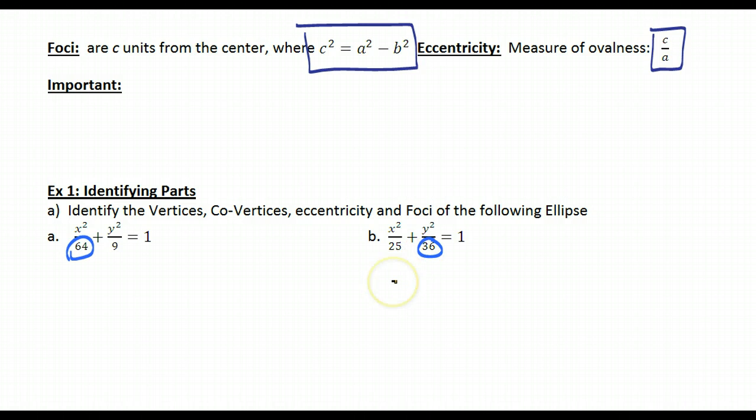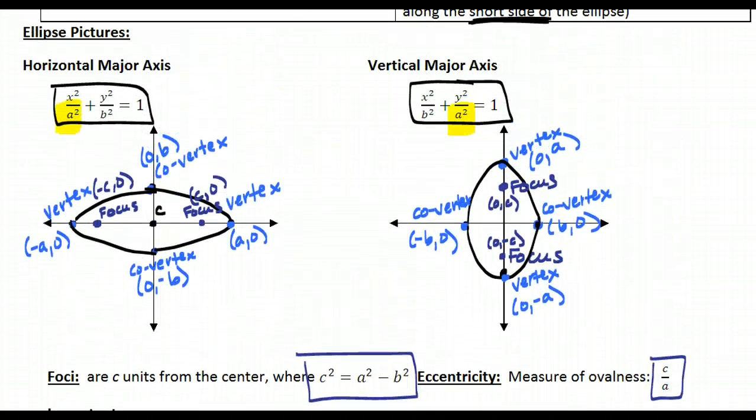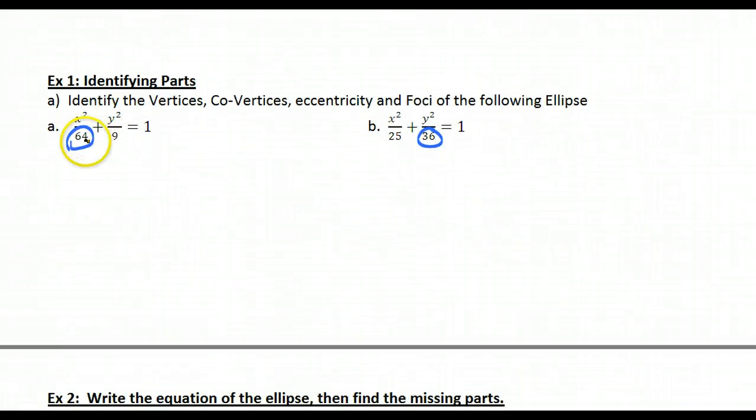Now the other thing I want to point out that you may have noticed I didn't specifically mention: those numbers underneath the x and y are a squared and b squared. So 64 here is actually a squared. So if a squared is 64, that means a is 8. And the other number is always b. So here the square root of 9 is 3. We'll do both problems at once as we go along. Again, the larger number is the a value. The square root of 36 is 6. The square root of 25 is 5. So for part B, b is 5 and a is 6.